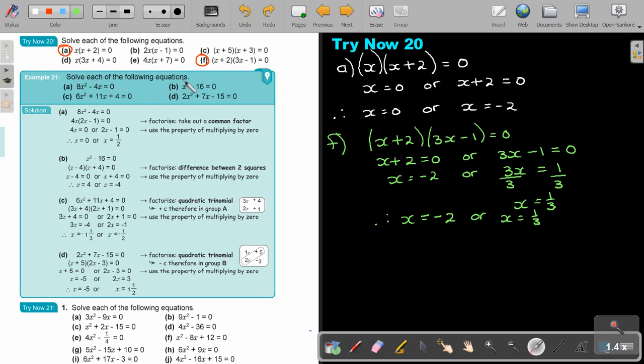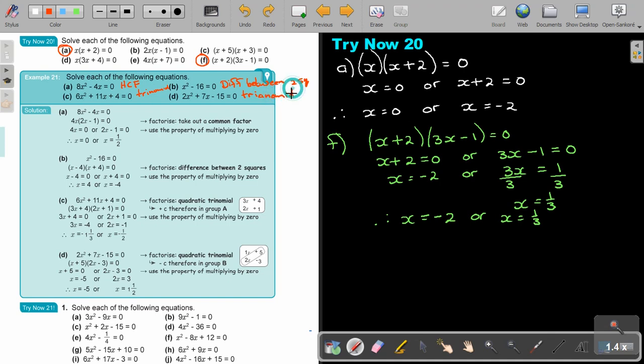Solve each of the following equations. Now, in this case, you must first factorize on the left-hand side. So remember factorization, how many types of factorization did we get? This was just taking out a highest common factor. This will be difference between two squares. This is a trinomial. Usually it's not grouping. And this is also a trinomial.